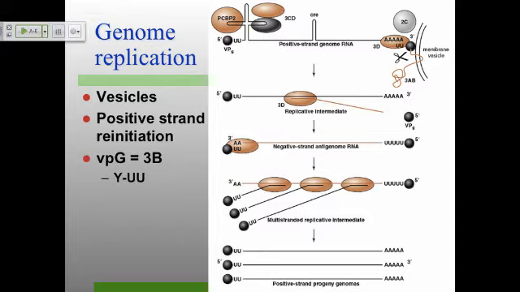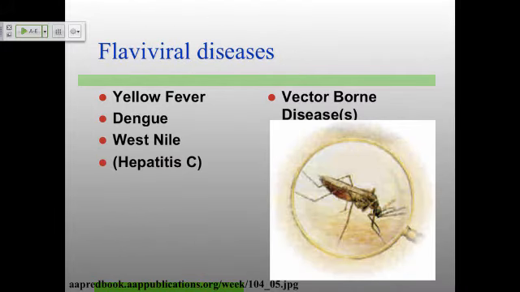So what happens if you put an envelope around these naked particles? You get Flaviviruses. We mostly care about Flaviviral diseases.